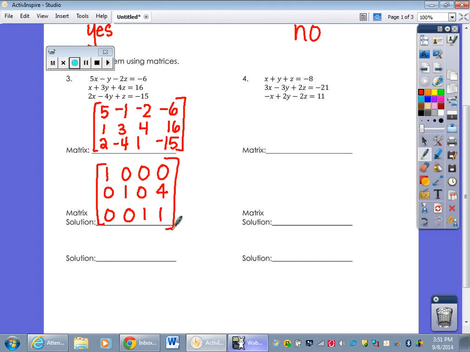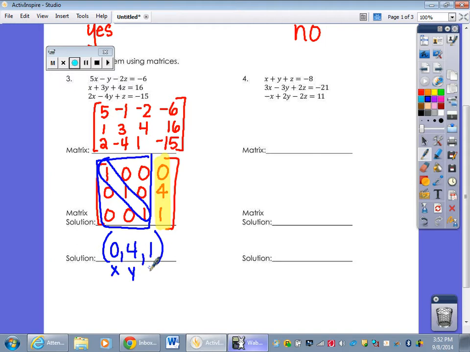Now, our solution is the last column. If there's a solution, then this part right here will look like this, and it will be a diagonal of 1s. Okay, if it looks like that with zeros, then your solution is going to be 0, 4, 1, which means this is x, this is y, and this is z. That's how we type them in.